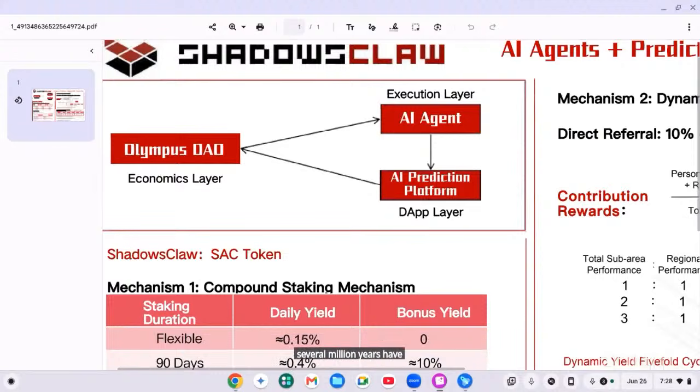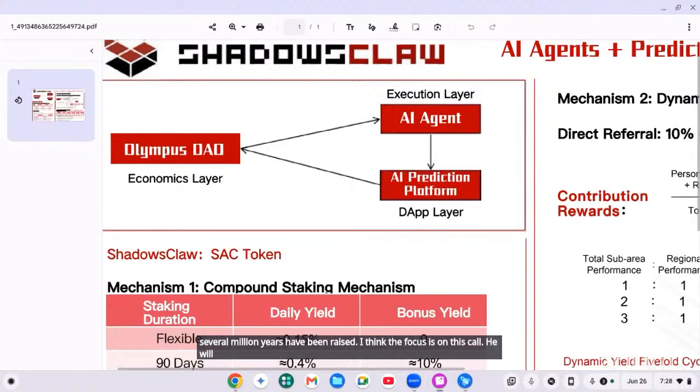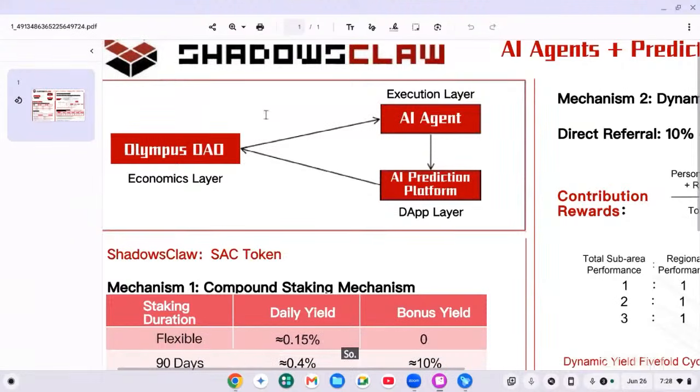I think Leader Focus is on this call. He will give you certain statistics, provable statistics about other platforms that emulated this model and then how it benefited people all these years and is still benefiting people. So their other sources of revenue is definitely through the prediction market.